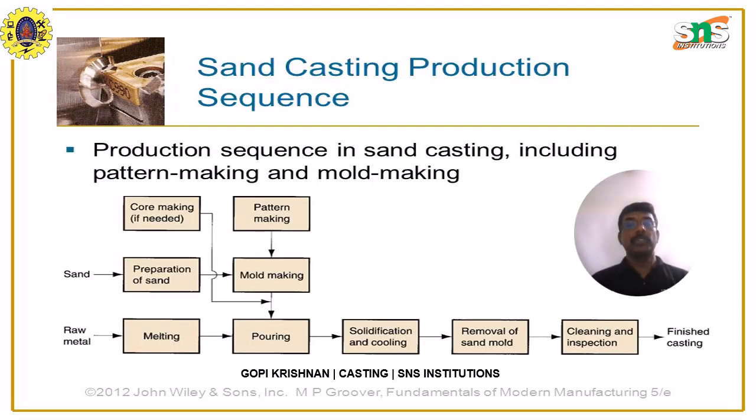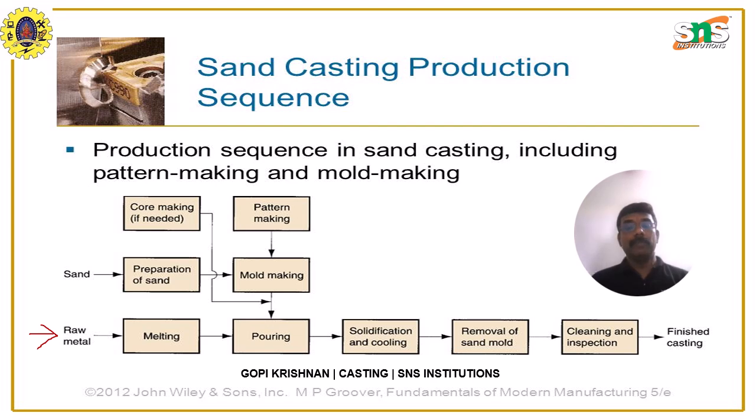This is going to be the procedure or the sequence used for the sand casting production process. In the earlier slide, we saw the various steps of metal melting and obtaining the final metal casting. That is going to be one of the processes. Raw material is taken and it is melted to get the molten material. Then it is poured inside the cavity in the molding sand.